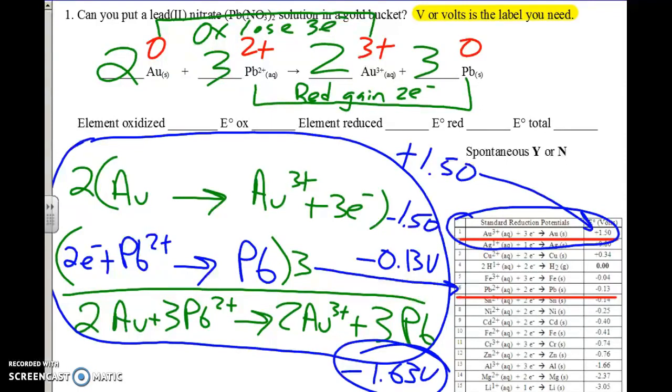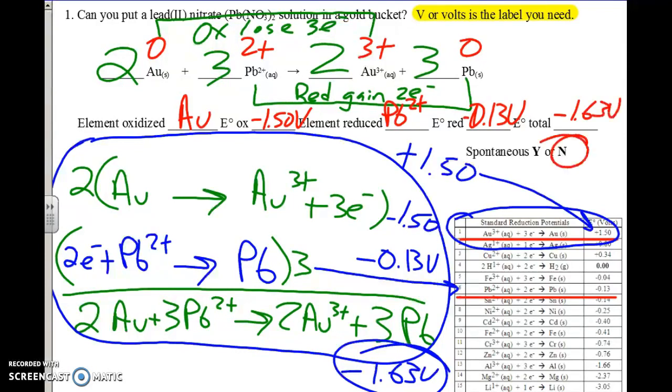So now we can go ahead and fill in everything in our table. So item oxidized would be gold. E of oxidation, negative 1.50 volts. Element that's reduced, Pb 2 positive. E sub 0, or the electricity that's going to be released from that, negative 0.13 volts. And our E total is negative 1.63 volts.